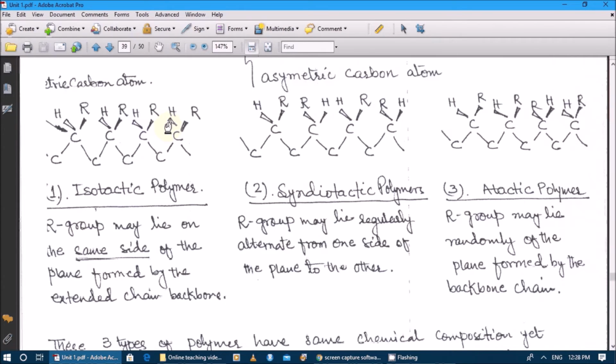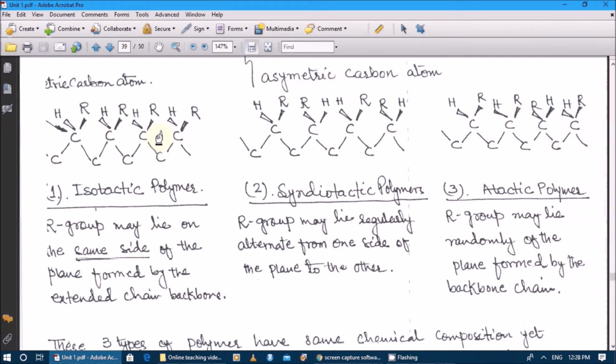So they represent that the hydrogen atoms are located above the plane, whereas all the R functional groups are connected with the help of a filled triangle. So all the functional groups are located below the plane in which my polymer chain is lying.